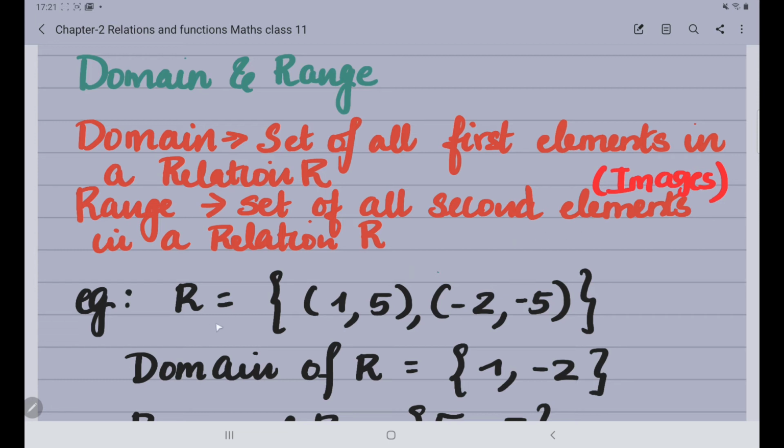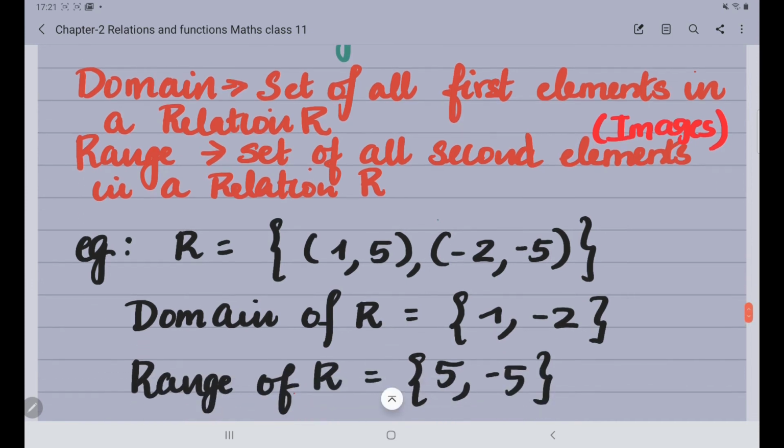For example, here a relation is given: (1, 5), (minus 2, minus 5). So the range of this relation R is what? 5 and minus 5. And this set of all second elements is also called images. You can either say it as range, or you can say that the image of X is what forms the range of R. So this is how you represent domain and range separately.